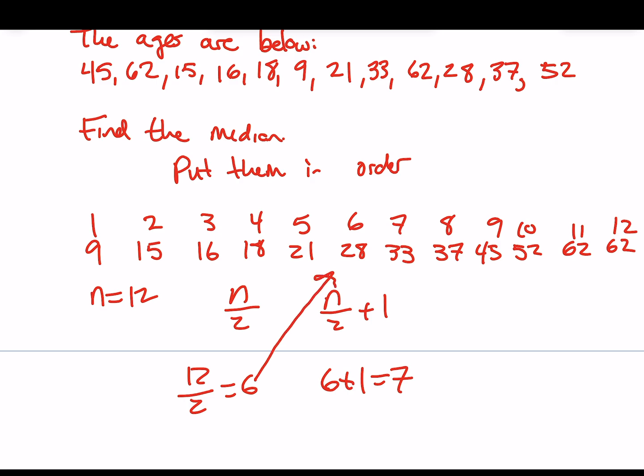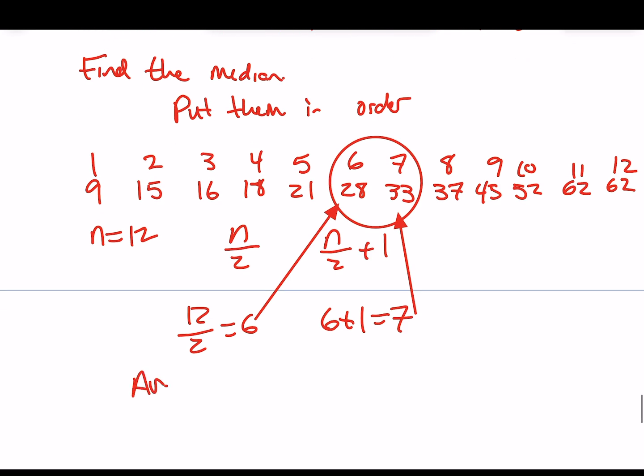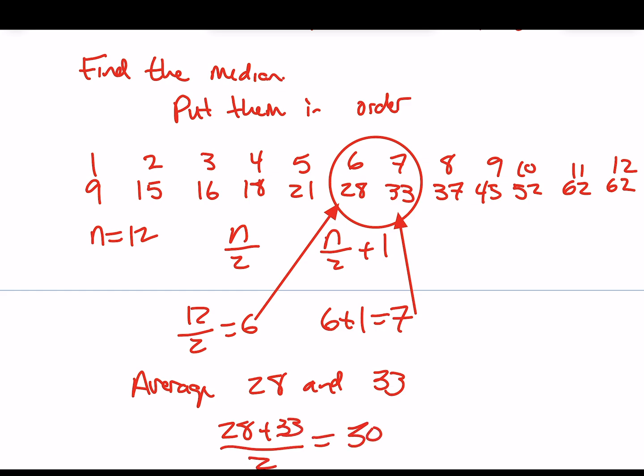So we need the 6th and the 7th observations, and we need to average those. So we want to average 28 and 33. So 28 plus 33 divided by 2 is equal to 30.5, which is our median of our set with 12 numbers. Let's now talk about weighted means.